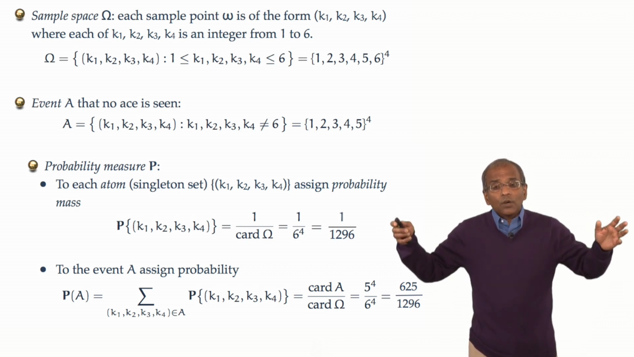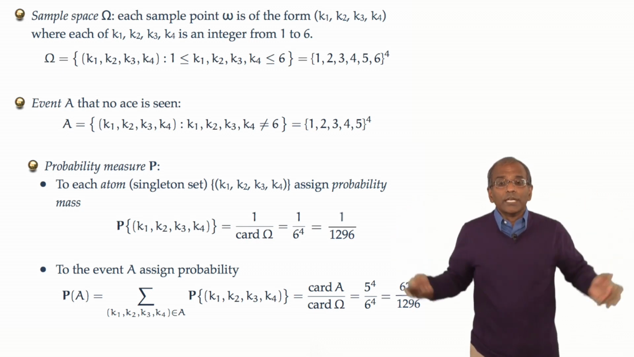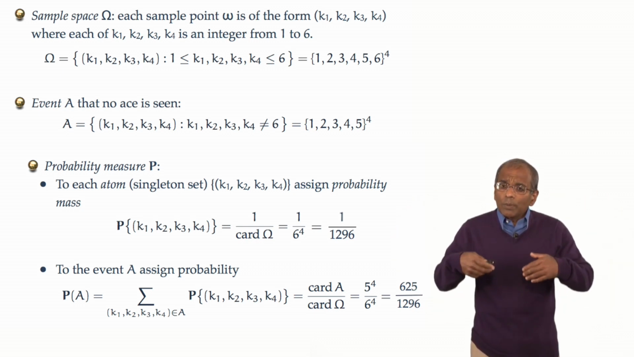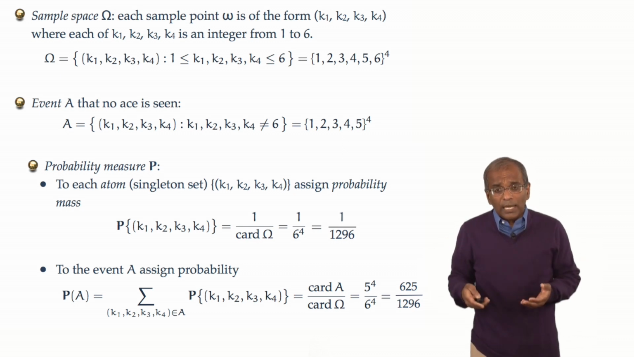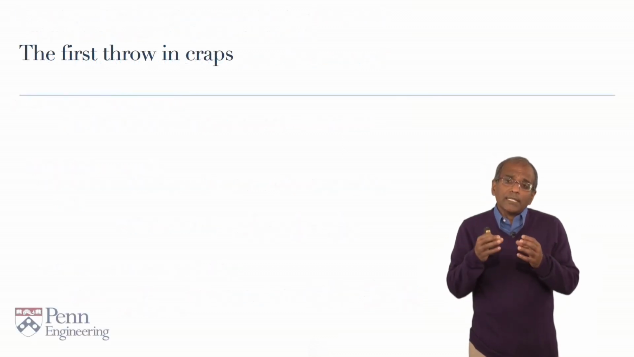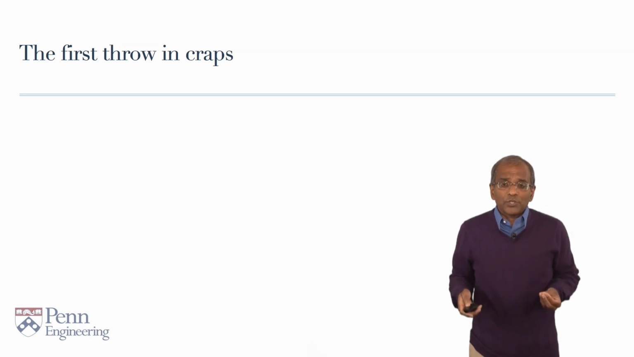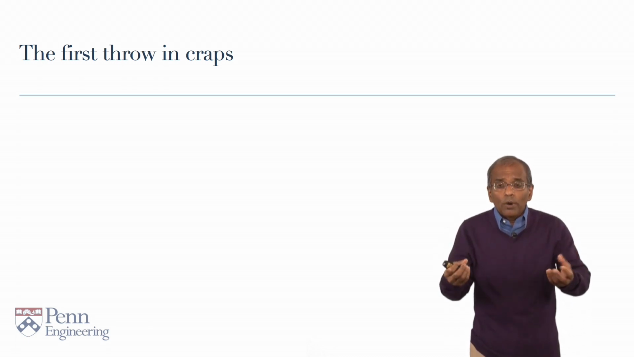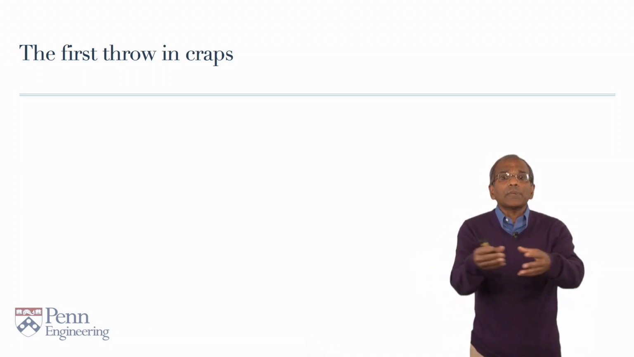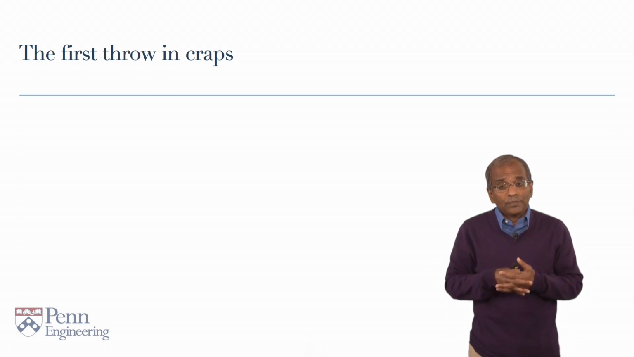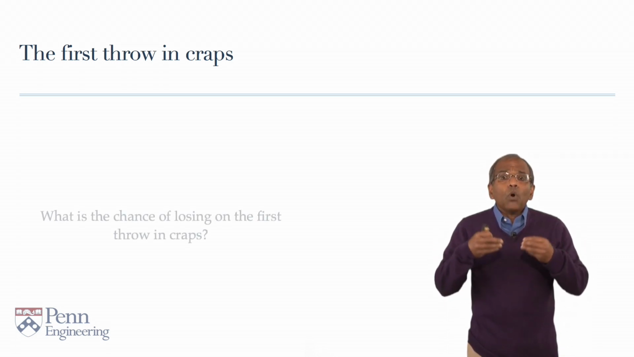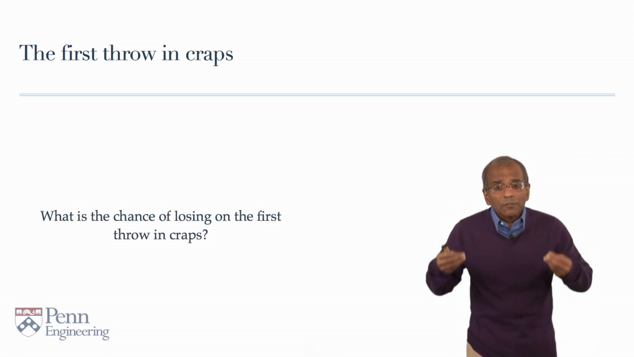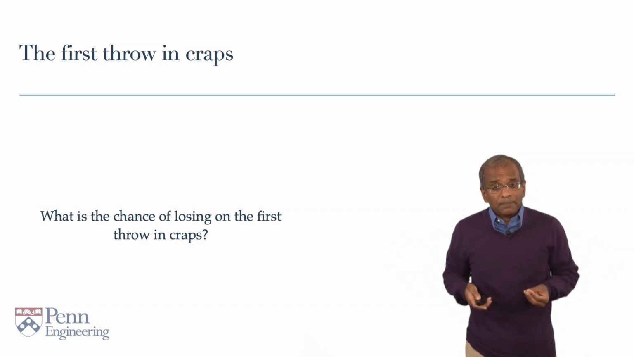Now, this is the setting of equally likely models, where all outcomes are equally likely. How do we proceed if we move on to a setting where the outcomes are not equally likely? Well, we considered the first throw in the game of craps. Recall, in craps, we repeatedly throw a pair of dice, and in the first throw, we've thrown 2 dice, and we simply sum the face values. The question: what is the chance of losing on that first throw in this game?